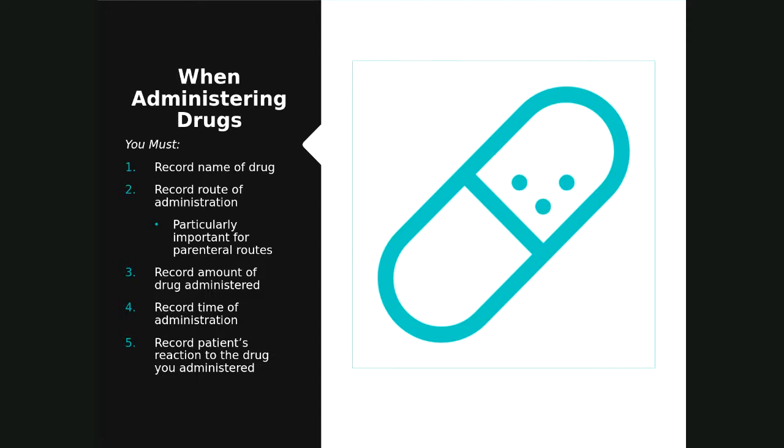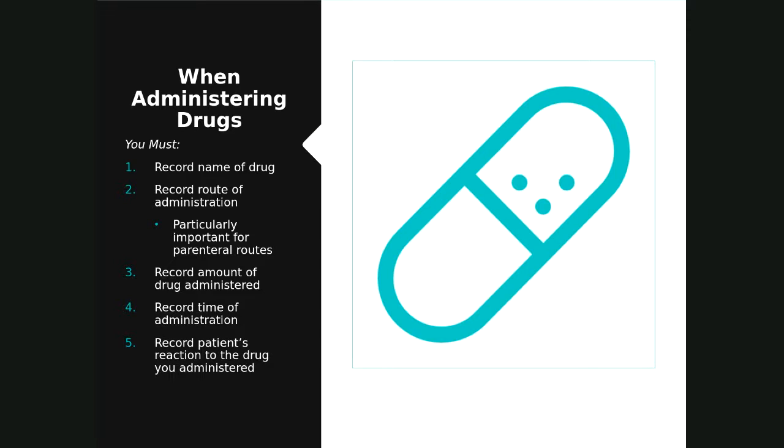When we're administering the drugs, you have to record the name of the drug, the route of administration, and it's particularly important for parenteral routes. And remember, parenteral routes are the routes that are given by injection, typically with a needle and a syringe. So you have to record specifically where that was given, whether it was right arm, left arm, antecubital fossa, brachial artery, a specific vein, cephalic vein, median cubital vein. If you're able to do that, you want to be as specific as possible.